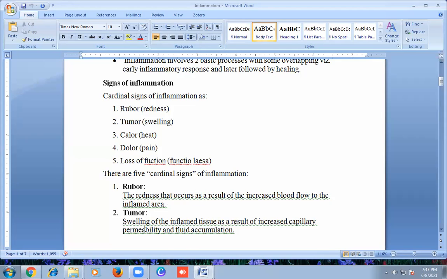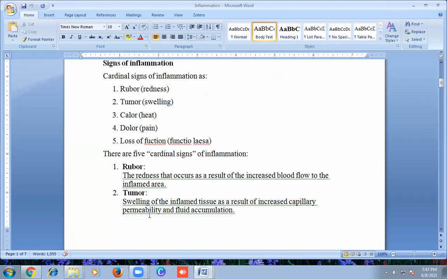Now tumor means what? Swelling. Swelling of the inflamed area as a result of increased capillary permeability and fluid accumulation. Why does the swelling occur? Increased capillary permeability. It will increase the permeability of the blood vessel, so the saturation is there. So there is a swelling.